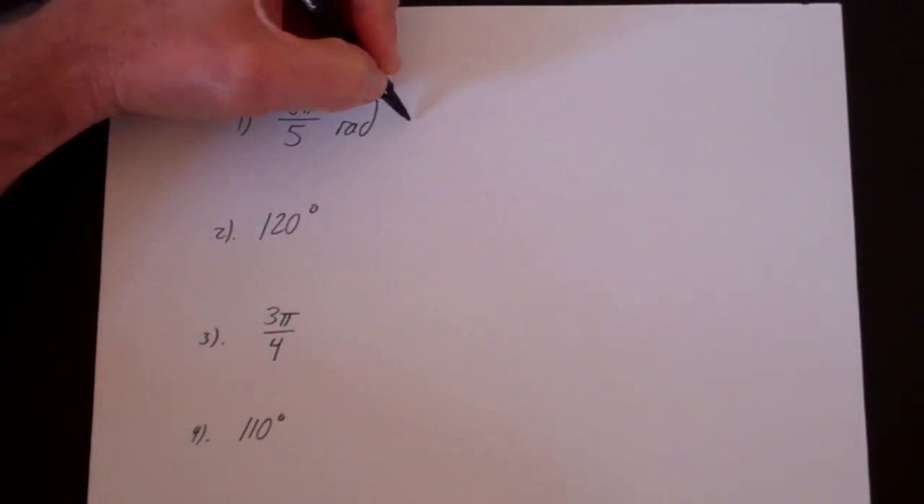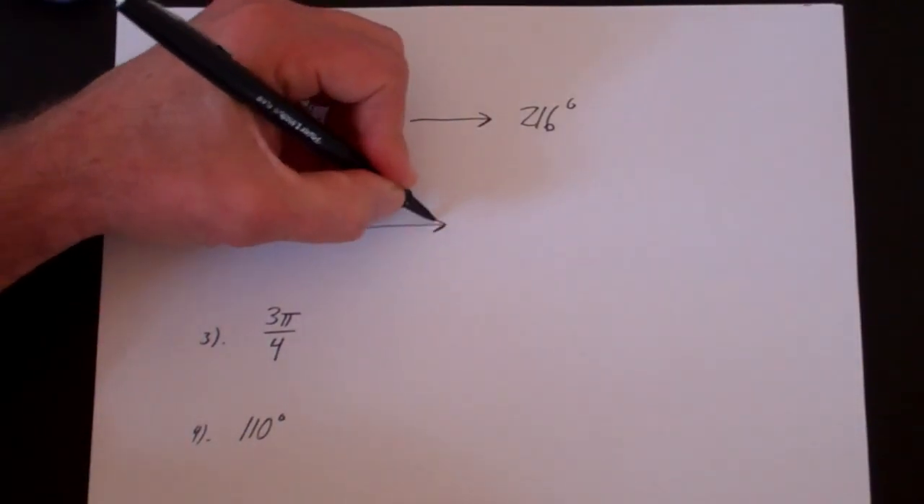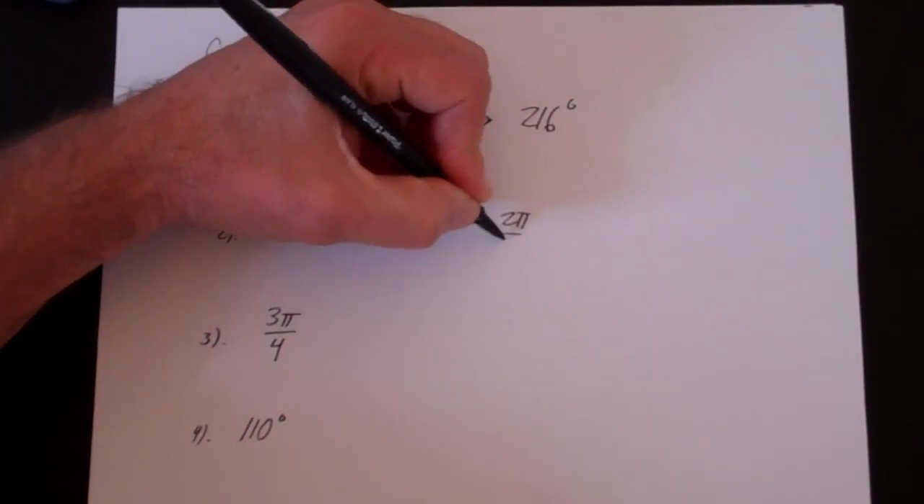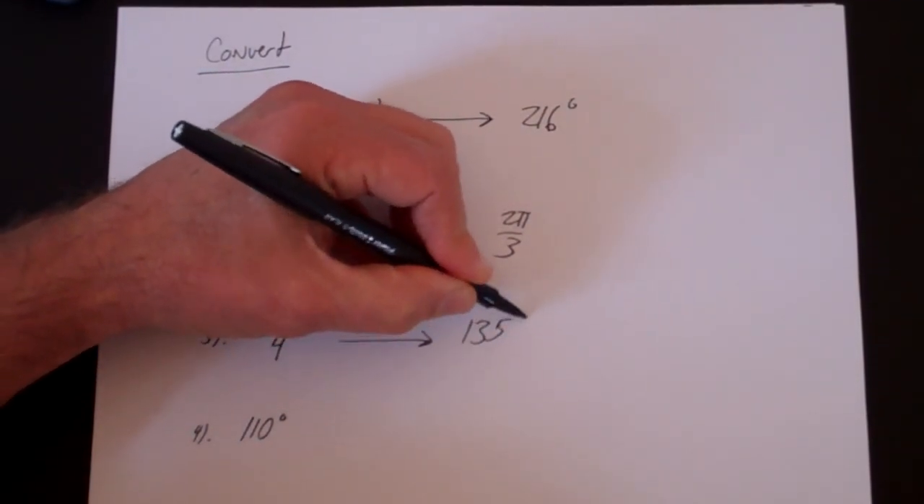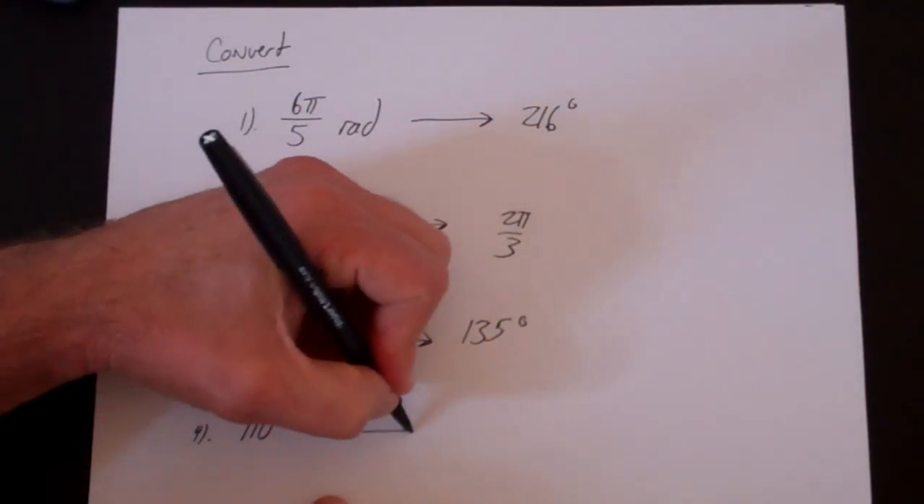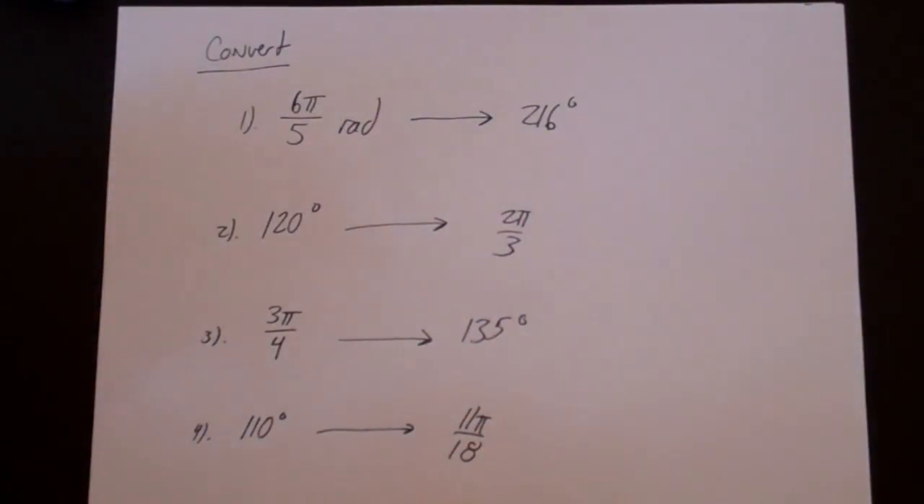For the last video, what we wanted to do was convert the following terms. From radians to degrees, 6 pi over 5 should have been 216 degrees. 120 degrees should have been 2 pi over 3. 3 pi over 4 is the same as 135 degrees. And 110 degrees is the same as 11 pi over 18. If you didn't get these right, then watch the answer video.